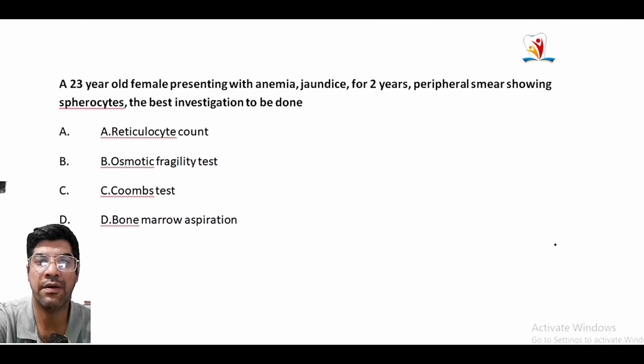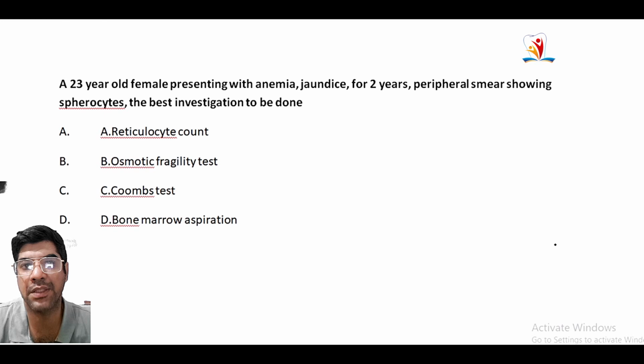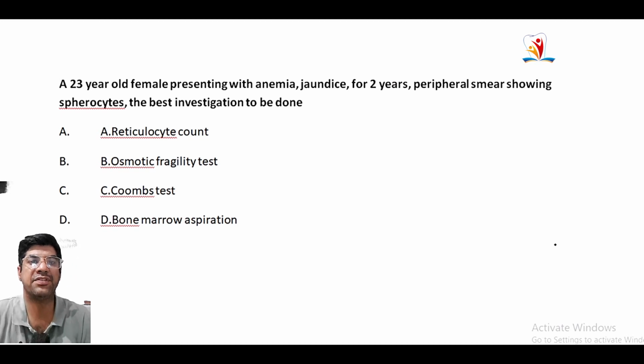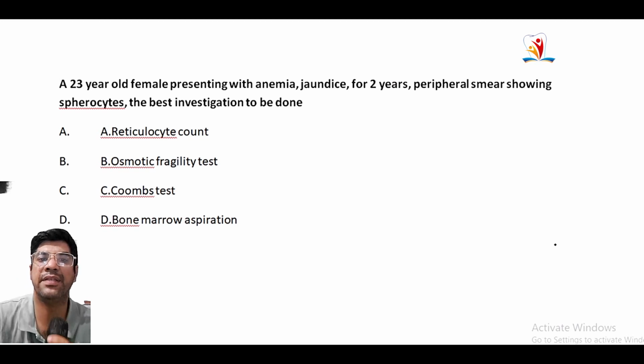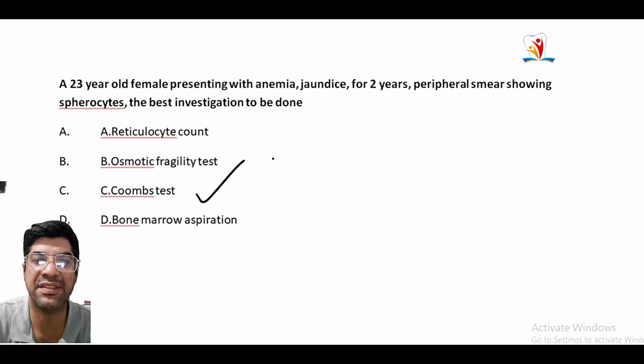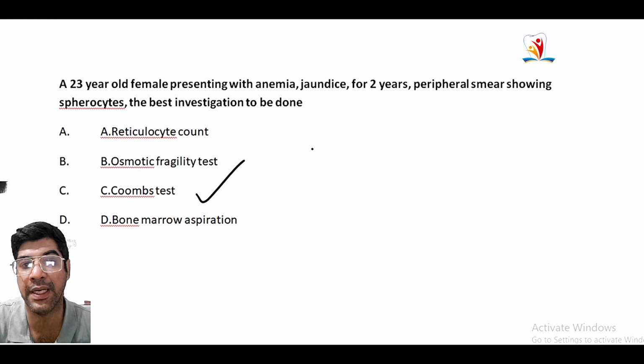A 23-year-old female presents with anemia and jaundice for 2 years, and the peripheral smear shows spherocytosis. The best test is the Coombs test. A positive Coombs test will indicate the presence of antibodies on the surface of RBCs that can lead to hemolysis, that is, destruction of RBCs. So this test helps to diagnose autoimmune hemolytic anemia, which can present with symptoms like anemia, jaundice, and spherocytosis on the smear.